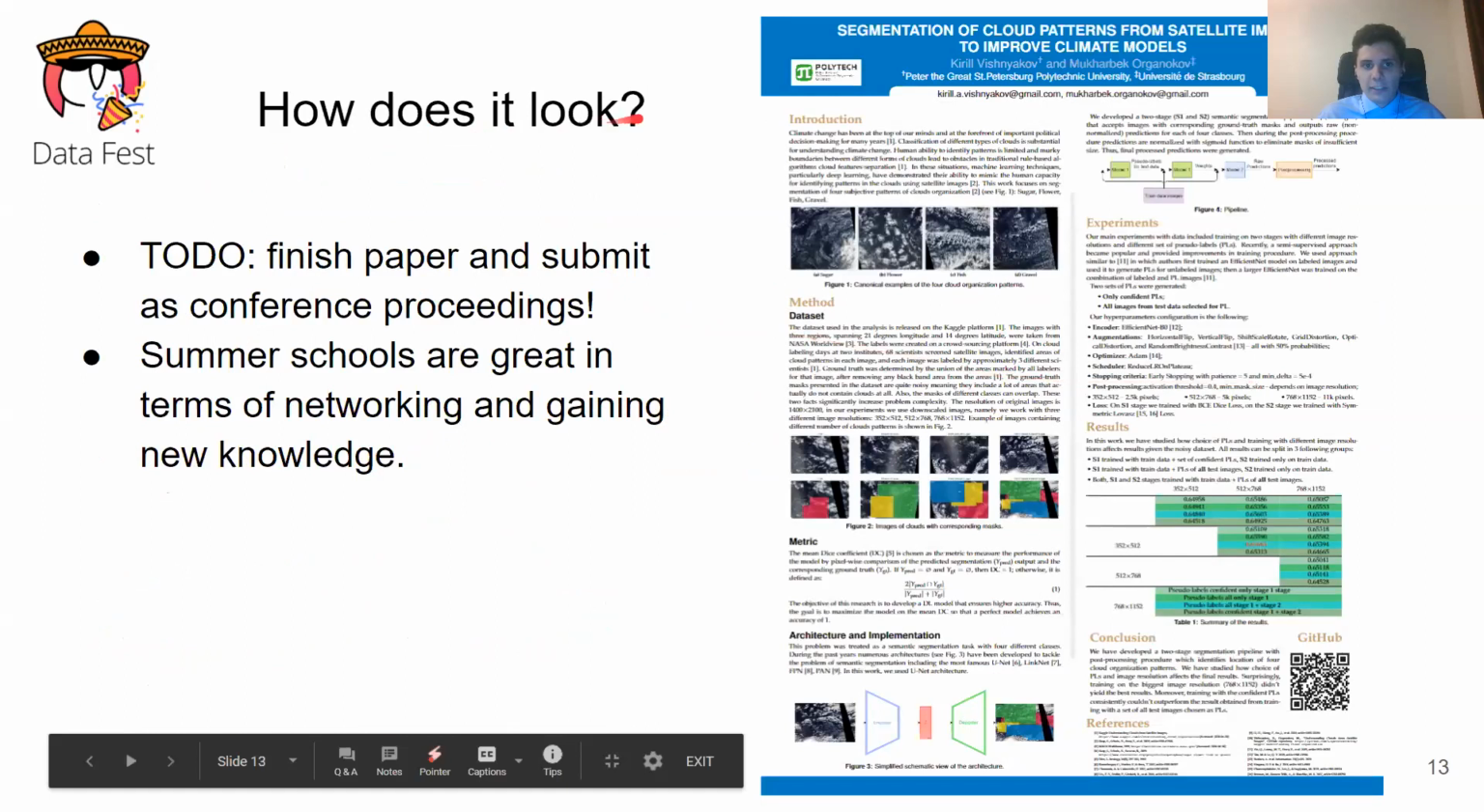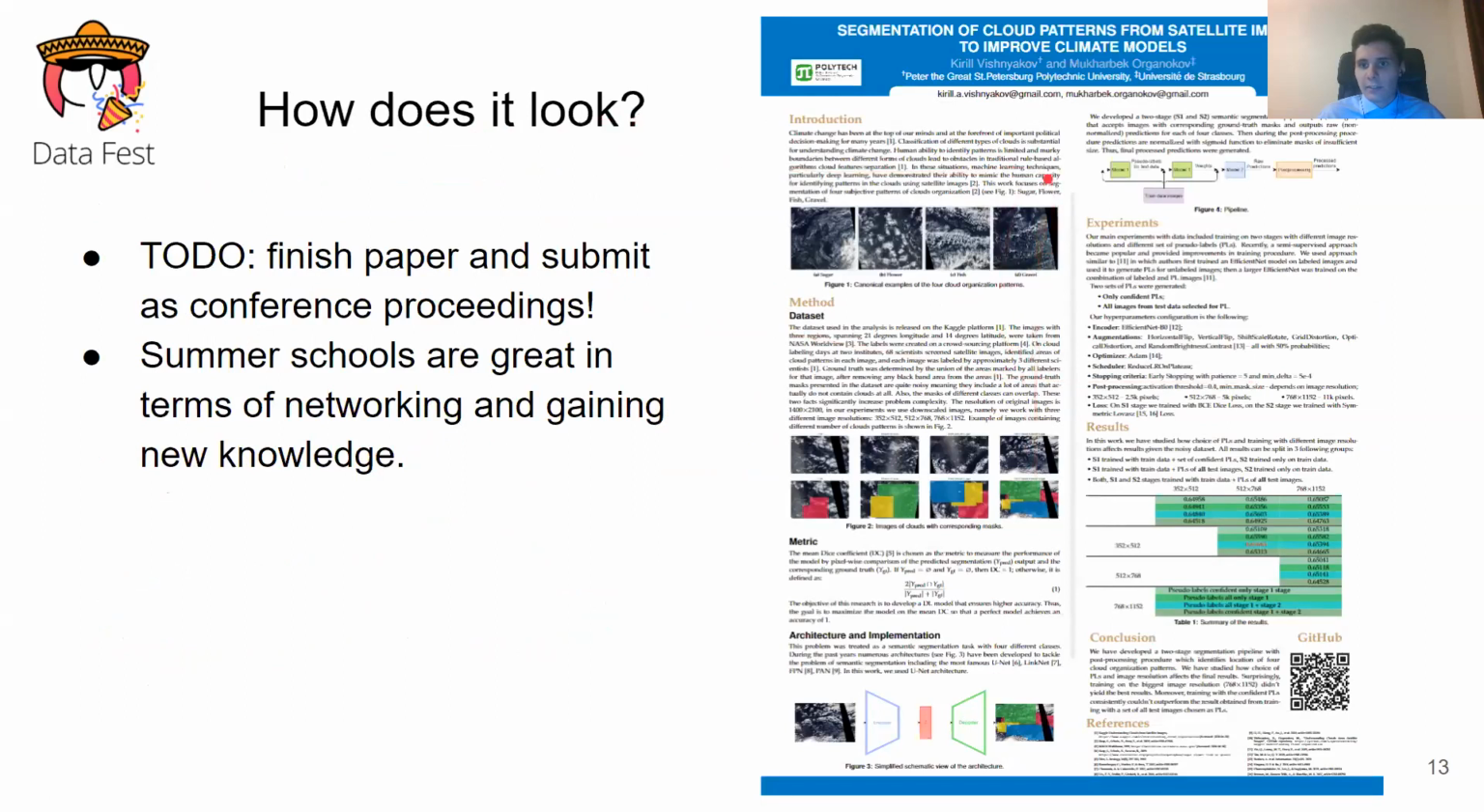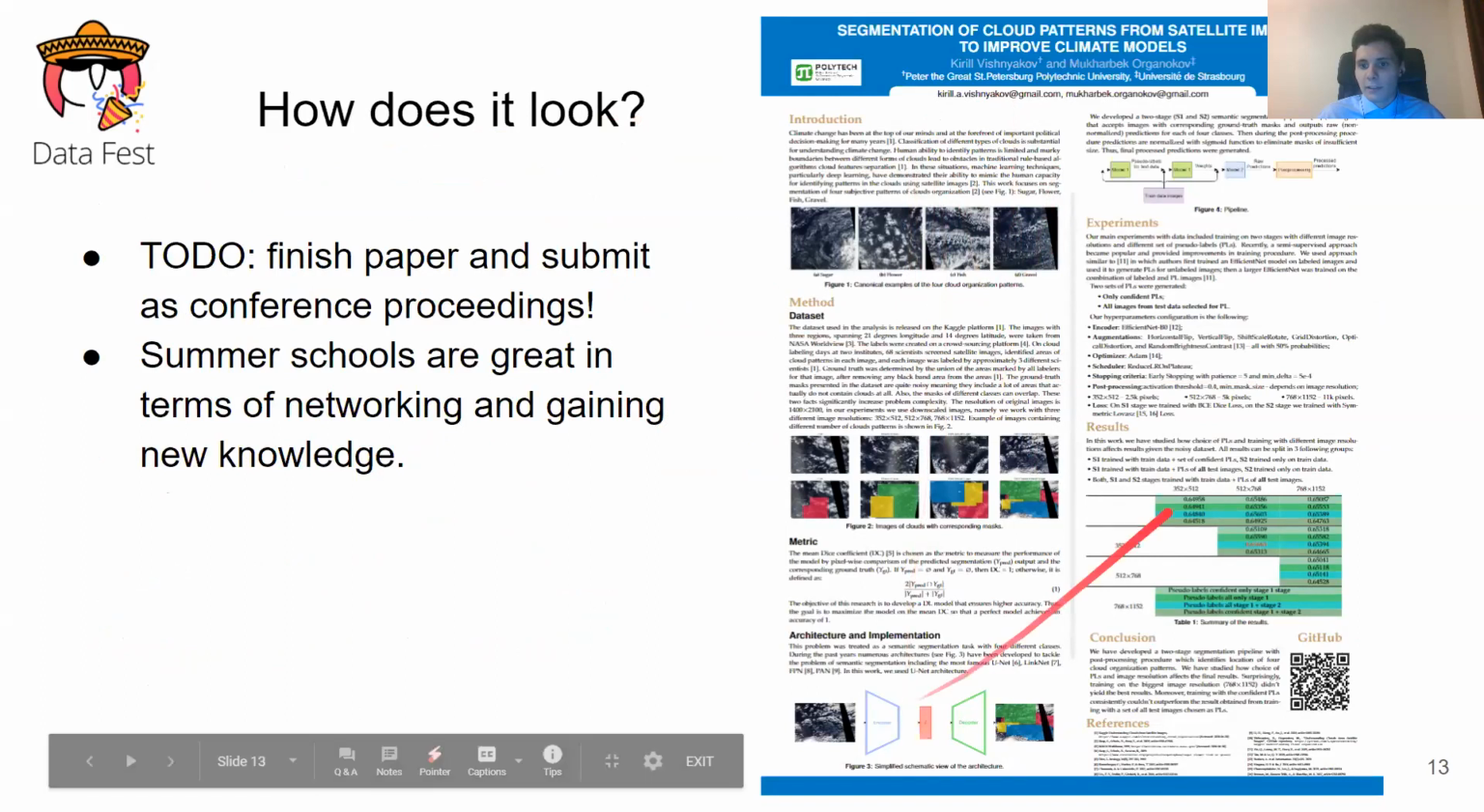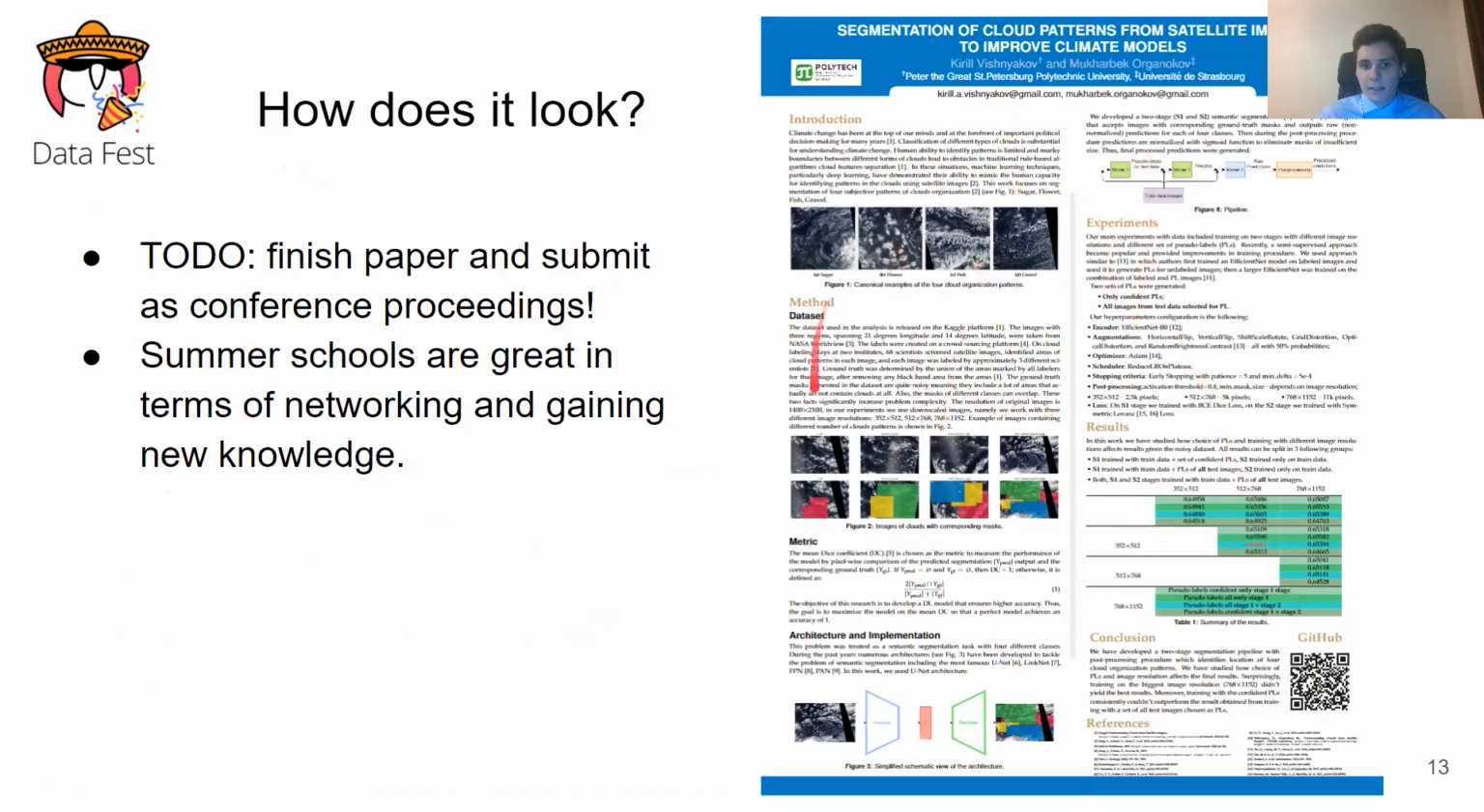So how does it actually look? On the right-hand side, you can see our poster. It's basically a summary of our work. You can see the figures, the references, our approach, the description of the problem, and so on. So now we want to finish our paper and submit it to the conference as proceedings.